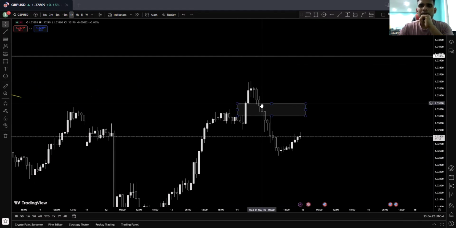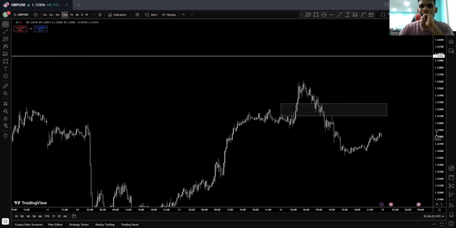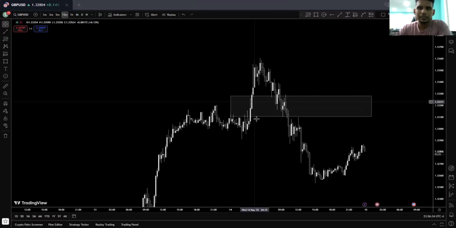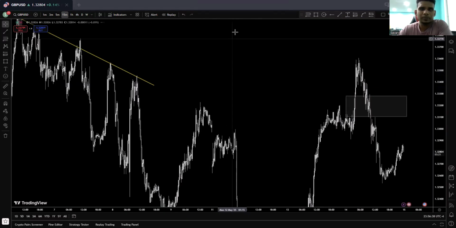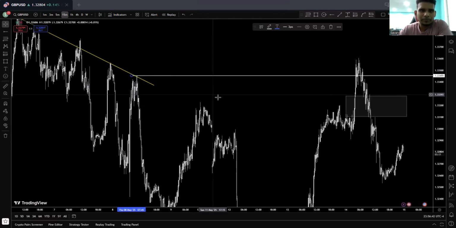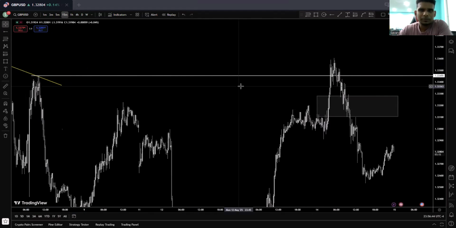So inside this fair value gap, I like to see higher prices. So I just marked out this 1 hour bullish fair value gap. In 15 minutes, nothing is there in this leg. I don't see literally anything. And price swept this high. Price just swept this high.